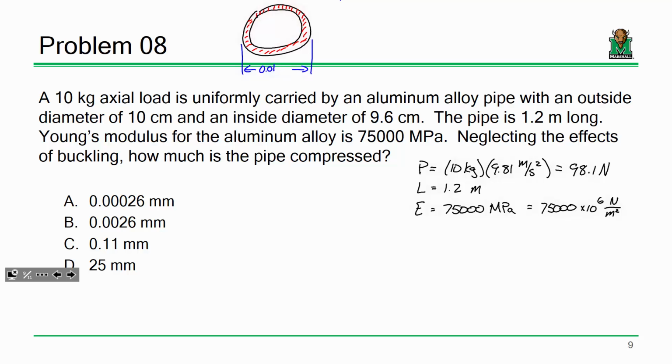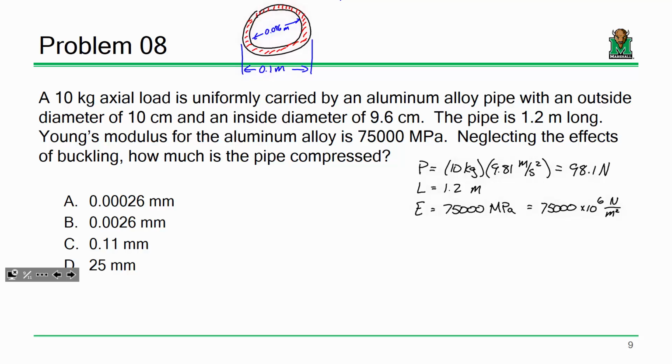Right, no, that's 0.1, because 10 centimeters. 0.1, right? And what's this inside diameter? It's 0.096. Right? Okay. Now, this number's going to get a little hairy, but bear with me.